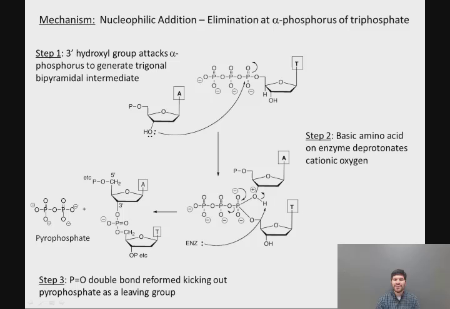Then finally, the last step is going to be reforming the P=O double bond. So we take an oxygen that has a negative charge, use it to reform the P=O double bond, and obviously we have to kick something out or else we're going to have too many electrons around phosphorus. So we're going to kick out pyrophosphate as a leaving group. And there you have it. After that, you've added your next nucleotide onto your growing DNA chain, and then it's just going to keep going on and on and on and doing the same thing over and over again until you have a DNA chain as long as you want.